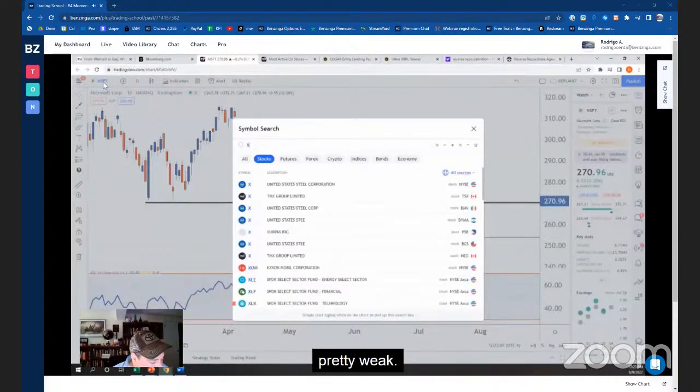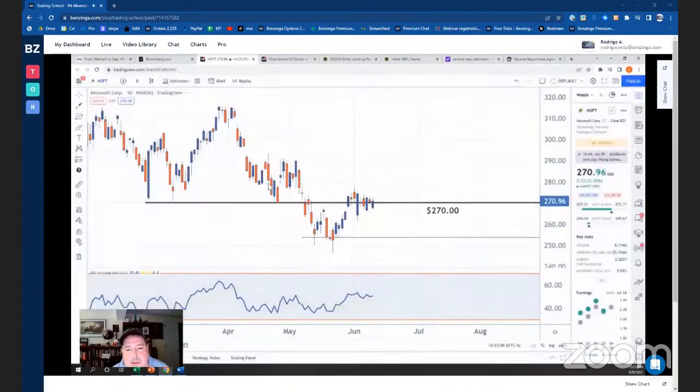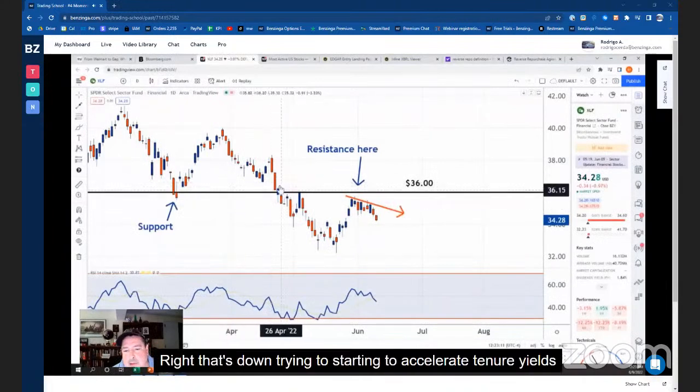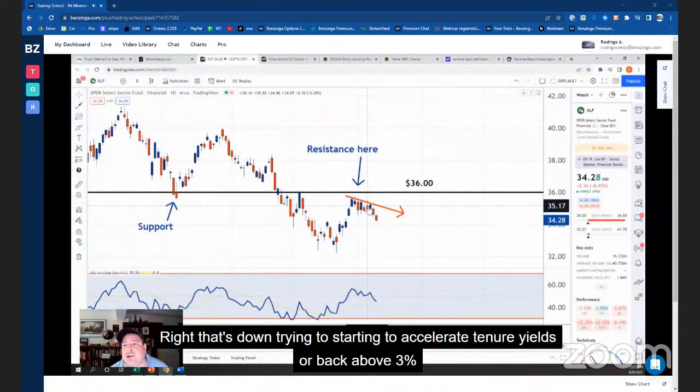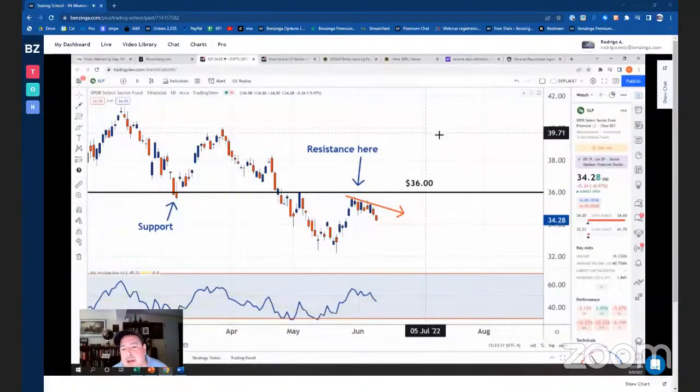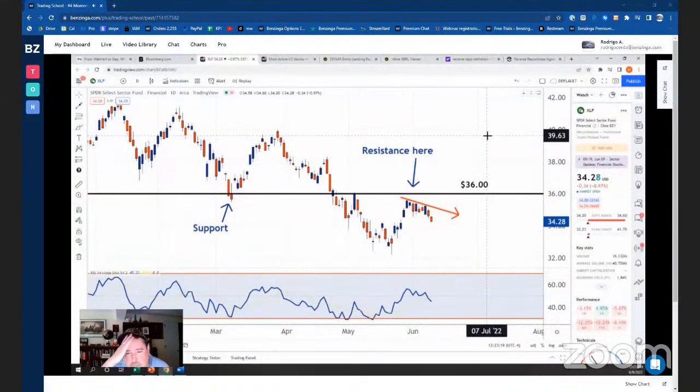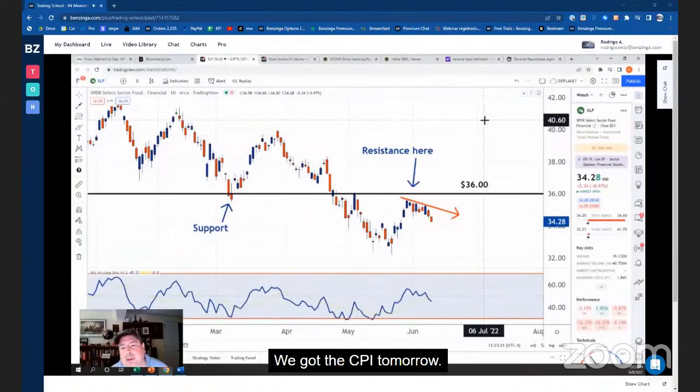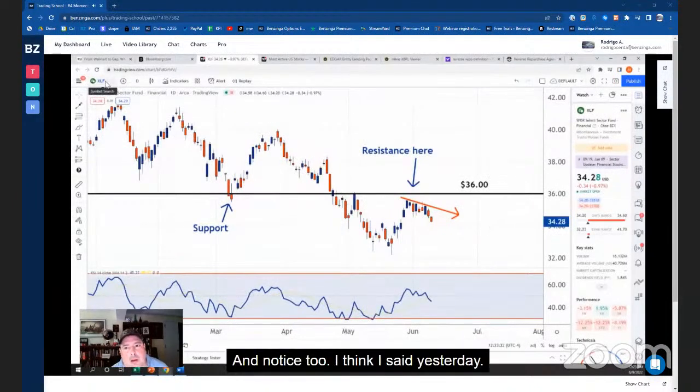The financial sector looks pretty weak, right? This downtrend is starting to accelerate. 10-year yields are back above 3%. We got the CPI tomorrow.